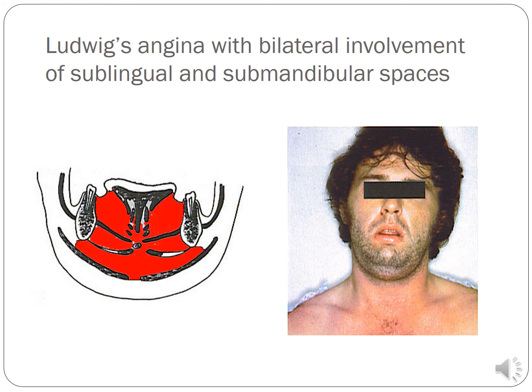This is a case of Ludwig's angina with bilateral involvement of all these spaces, and see how the patient is not opening the mouth. This is the tongue which is pressing against the roof of the hard palate, and the patient is unable to breathe. They will use all these extra accessory muscles to breathe. Okay, so you can see very well.